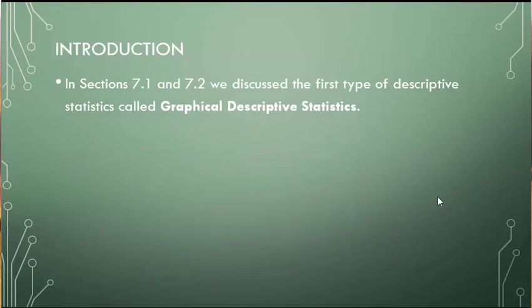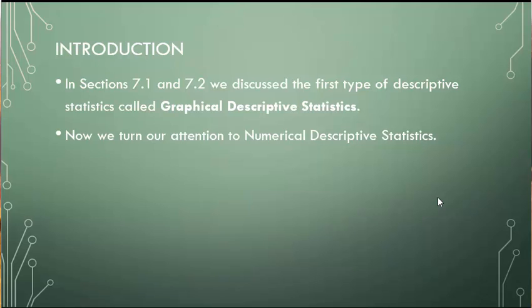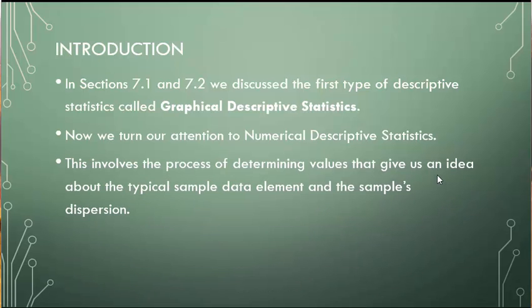In the first two sections, we talked about this notion of graphical descriptive statistics, where we talked about the idea of Pareto charts, histograms, and frequency polygons that gave us an idea of a sample of data using a picture. And now we want to turn our attention to the other branch of descriptive statistics called numerical descriptive statistics. So this involves having special numbers which give us an idea of the shape and dispersion and center of a sample of data.